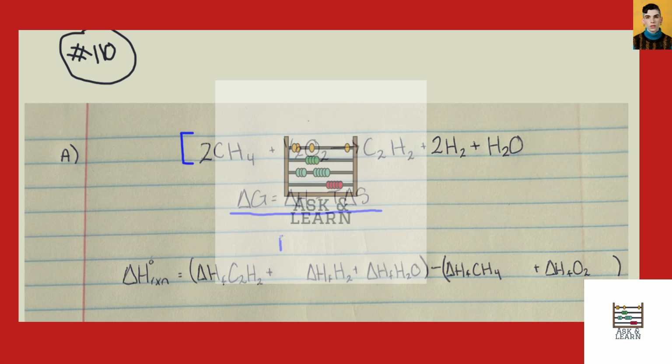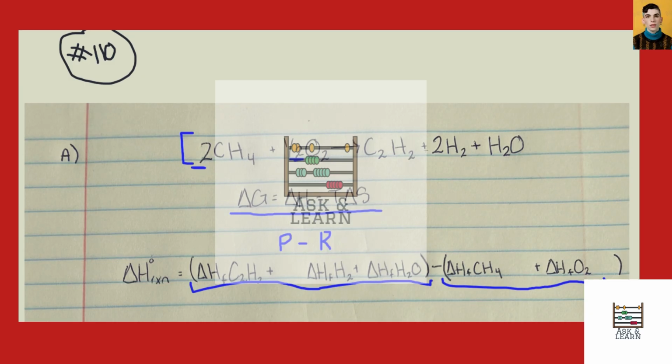Again, we're going to use our equation of products minus reactants, and I always like to write out a little skeleton here so I don't get confused. So we're going to have the delta H of formation of C2H2 plus the delta H of formation of H2 plus the delta H of formation of H2O, these are all our products, and then minus our reactants, the delta H of formation of CH4 and the delta H of formation of O2. Remember, when we have coefficients in our equation, we always need to put them in our products minus reactants equation.